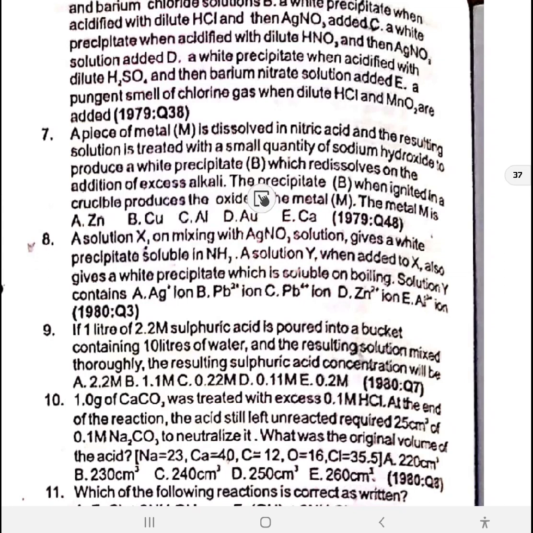But see our question, they say B redissolves in excess alkali. So they redissolve it again. Go to the next line and write zinc hydroxide, which is Zn(OH)2, plus NaOH will now give you Na2Zn(OH)4. That's the precipitate that has been dissolved. So let's go back to the question. They say a piece of metal M, which is zinc, is dissolved in nitric acid, and the resulting solution is treated with a small quantity of sodium hydroxide.